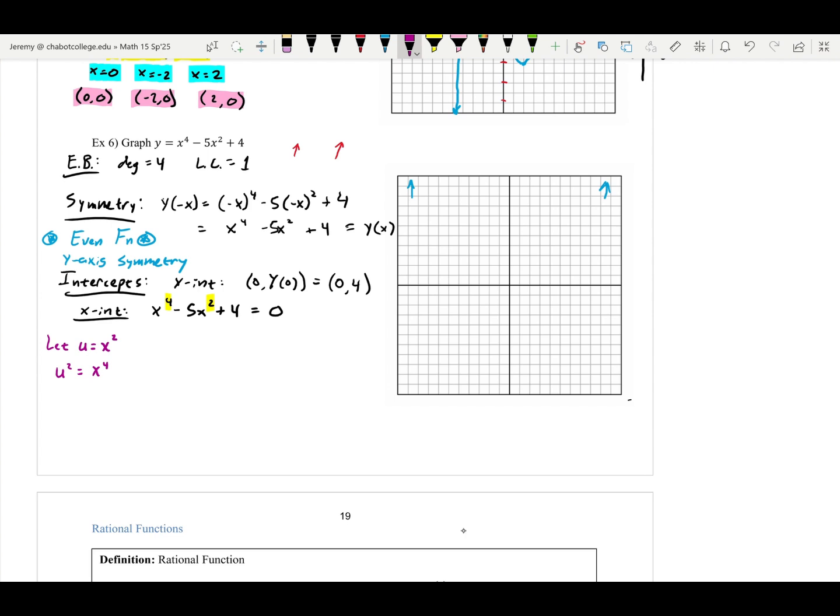And this is a great little trick, because I can replace x to the 4th with u squared and x with u. All right, we'll substitute back into x in a minute, but for now, in terms of u, this is just a quadratic function. And one that might factor nicely, because two numbers that multiply to 4 and add to -5 would be -4 and -1.